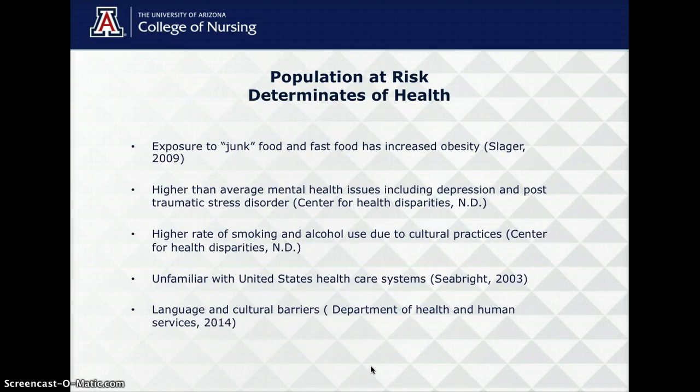The determinants of health for the Bosnian community are the exposure to new foods and fast foods with an increase in obesity. They have a higher than average mental health problems, including depression, anxiety, and post-traumatic stress disorder. They have a higher rate of smoking and alcohol use due to cultural practices. They are unfamiliar with the United States healthcare system as they came from a socialized system. And there is approximately 35% that speak little or no English, which can relate to about a 50% linguistic isolation of people from the Bosnian community.